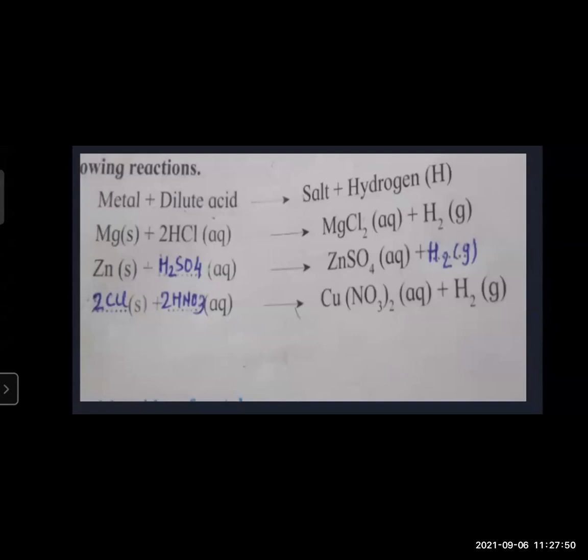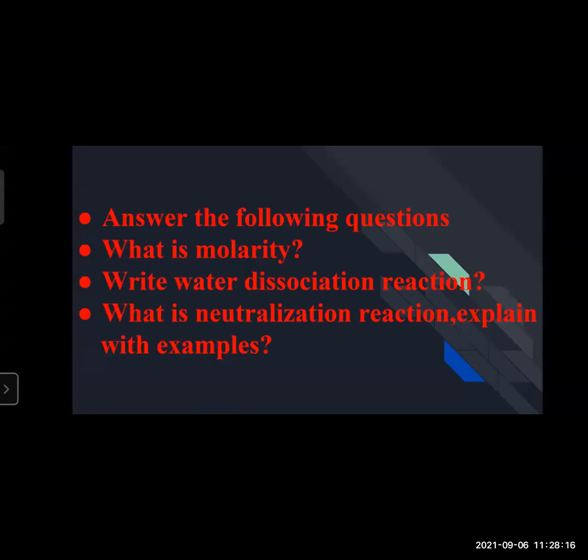Then the second one is magnesium. Magnesium is a metal and it is taken in solid form, and HCl in aqueous form, taken in diluted form. So it gives you magnesium chloride plus hydrogen. Likewise with zinc, it gives zinc sulfate and hydrogen. With copper also, copper nitrate and again hydrogen.